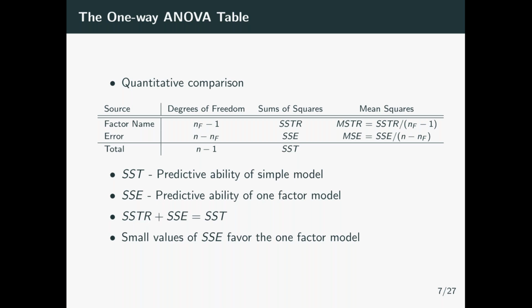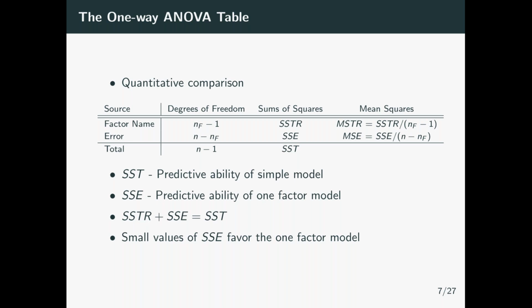Now, the sums of squares total we can think of as the predictive ability of the simple model, the prediction error associated with the simple model. The sums of squares error line we can interpret as the predictive ability of the one-factor model. So it's the predictive error associated with the one-factor model. And here's where the partitioning part comes into play. The sums of squares associated with the model plus the sums of squared error equals the sums of squares total.